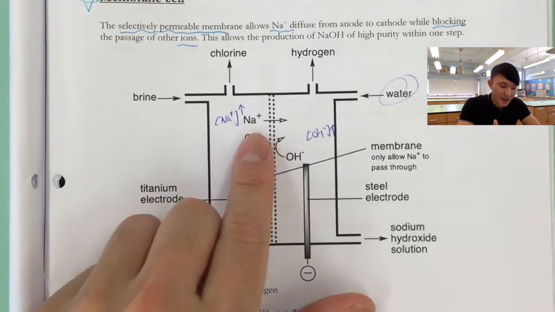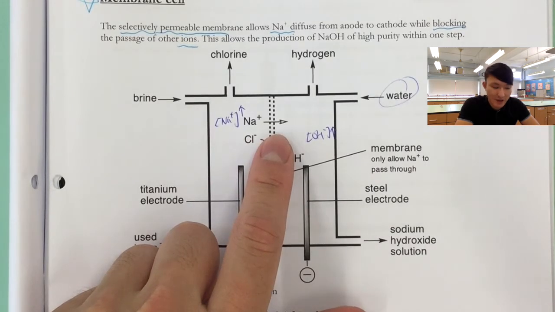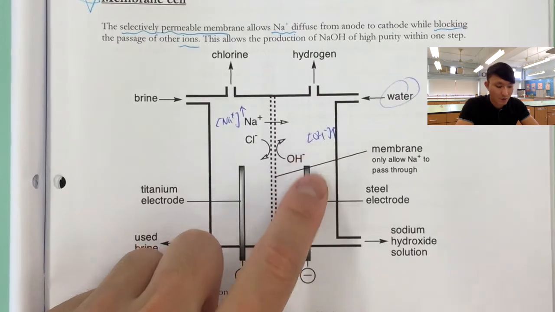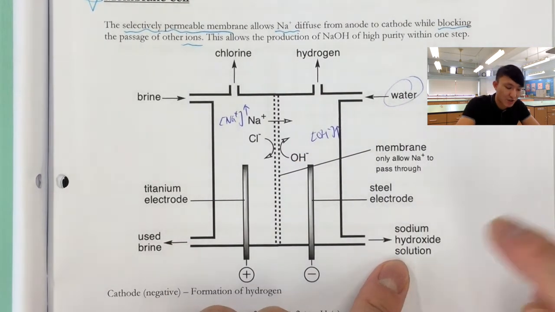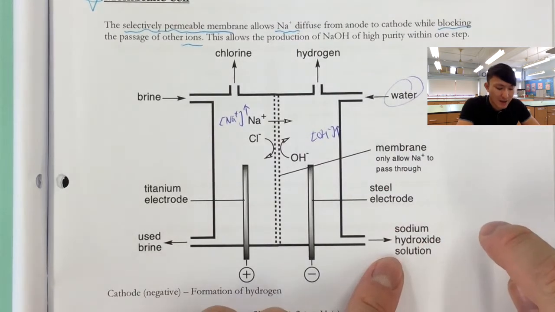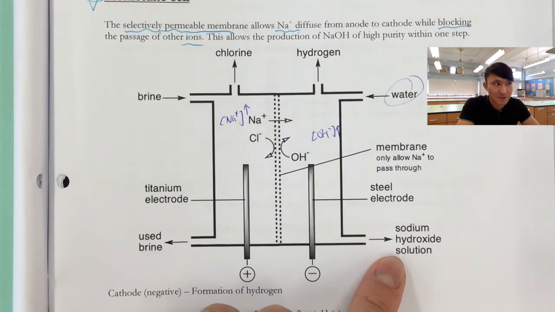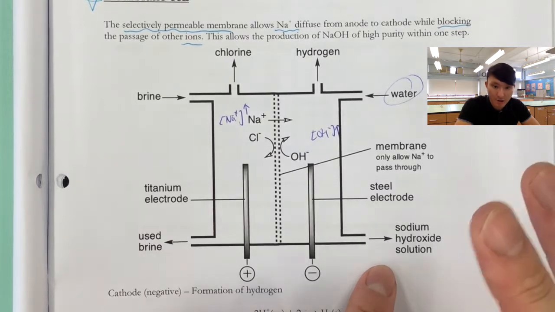right hand side. Now, with the sodium ion on the left diffusing continuously to the right hand side, the sodium ion can combine with the hydroxide ion to form sodium hydroxide solution at a high purity, high concentration, and later on it is being pumped out and collected, purified as the third major product. Okay, so this is how this membrane cell works.